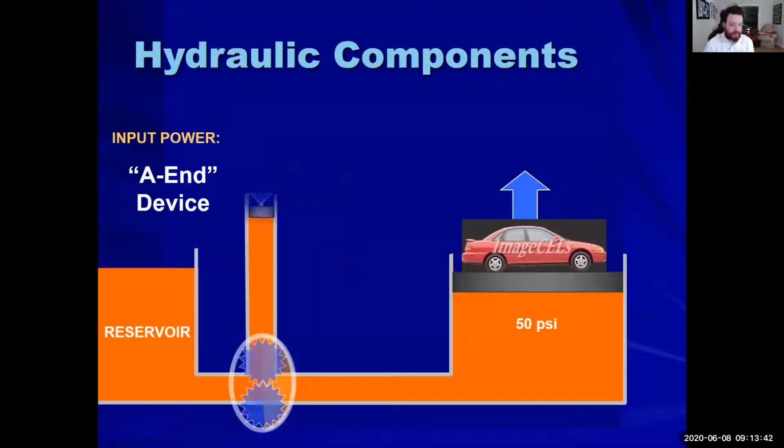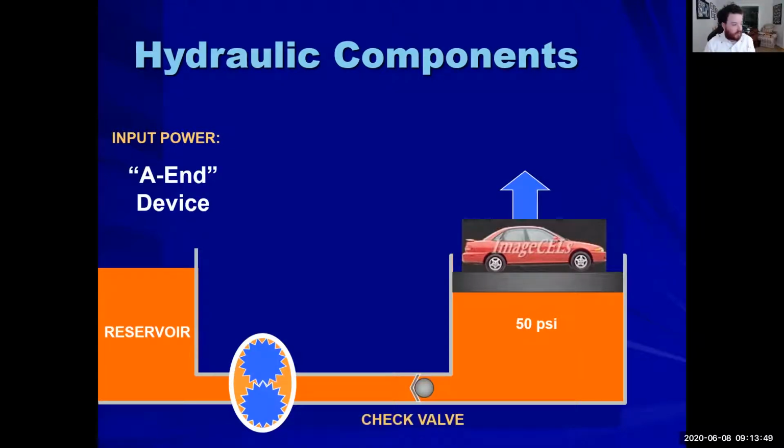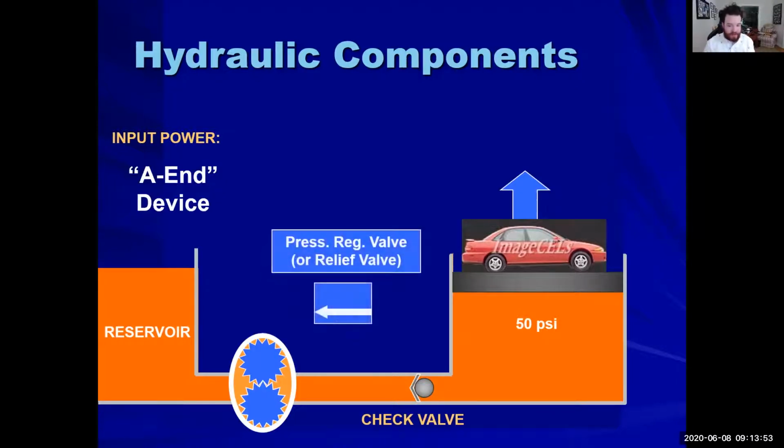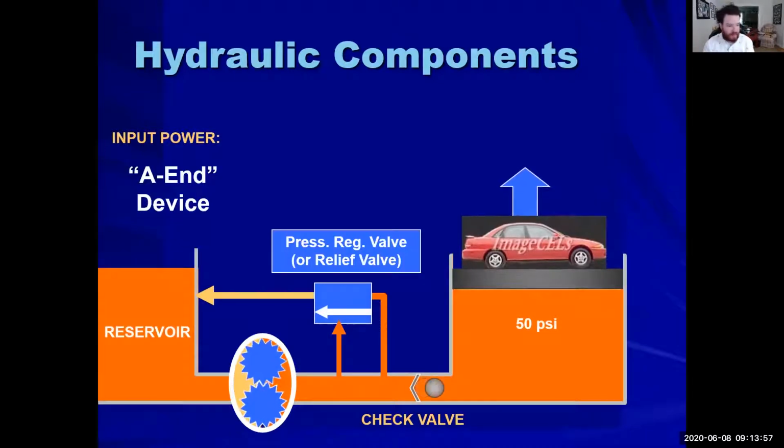So instead of having just a regular old piston going up and down, we can utilize a positive displacement pump and a check valve. That will be our A end. We have a pressure regulating valve. And then our B end is going to be the vehicle.